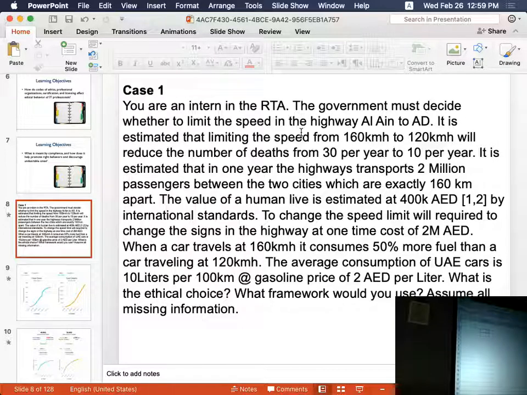So when the government must estimate, there's a curve here. Should we make the bridge or not? How many people die here? How much is the bridge? And that's how they do it. Make sense? Most of the time, they do it like that. So life is 400,000. You have references there.